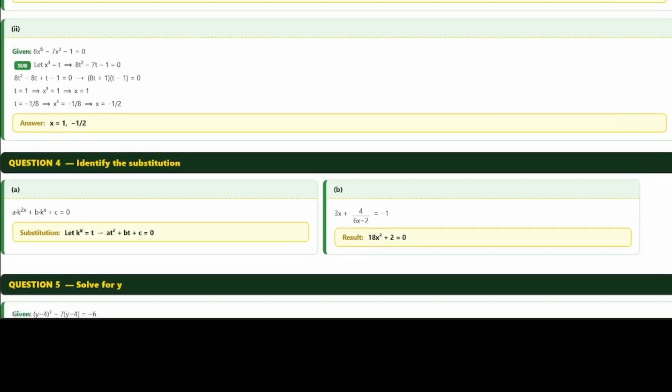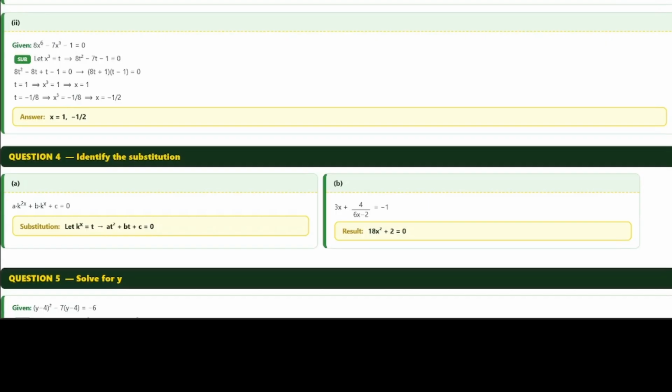Now the final part of question number 3. Here we have 8x^6 - 7x^3 - 1 = 0. It's similar to the second question. We need to expand x^6. We can write that as (x^3)^2 and let it be equal to t. So now we have 8t^2 - 7t - 1 = 0. Factoring this equation, we get the factors minus 8t plus t. And if we simplify this, we get (8t + 1)(t - 1) = 0.